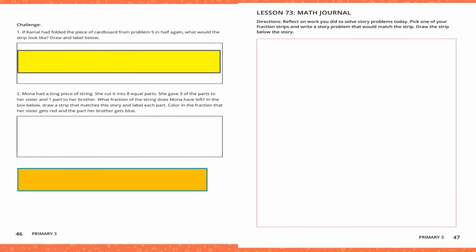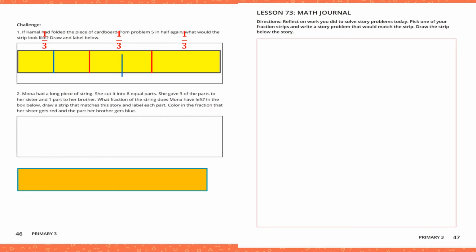Move to the challenge part. In this part, we need to think more and focus more to solve it. The challenge part. Number 1. If Kamal had folded the piece of cardboard from problem 5 in half again. Focus with me. It was like this, one piece like this, and he divided it into thirds. So each part was a third. Then he divided each part of thirds into another half.